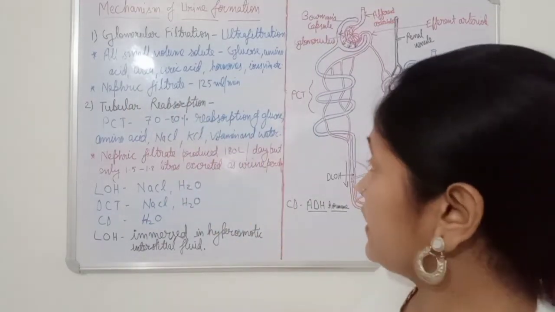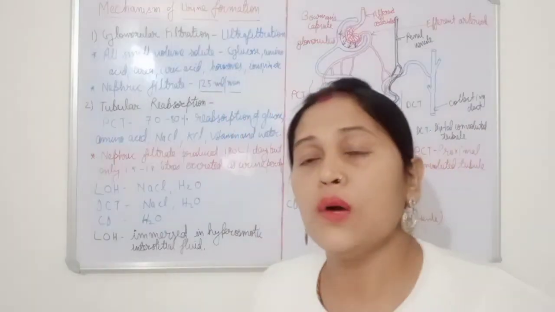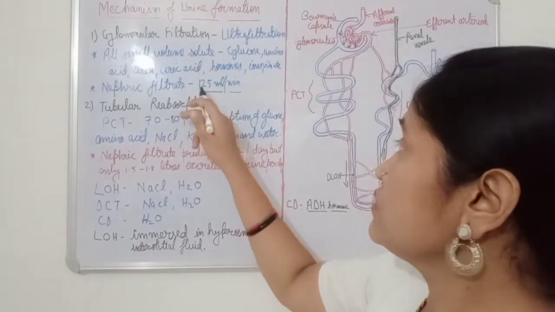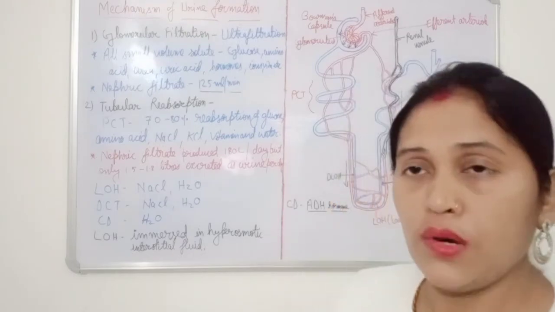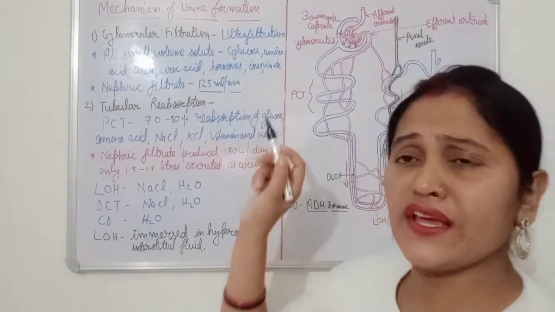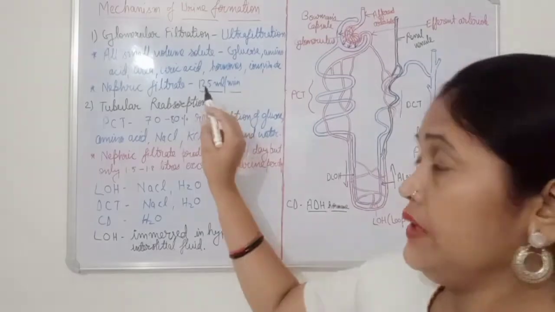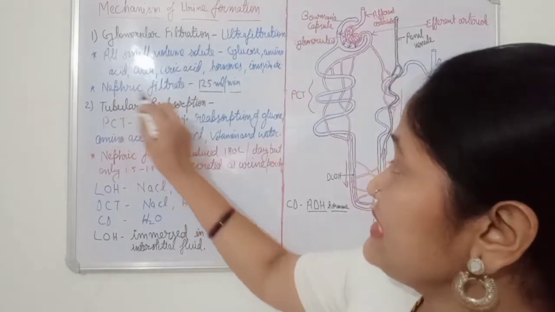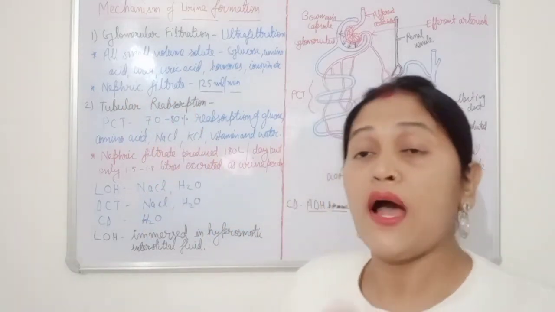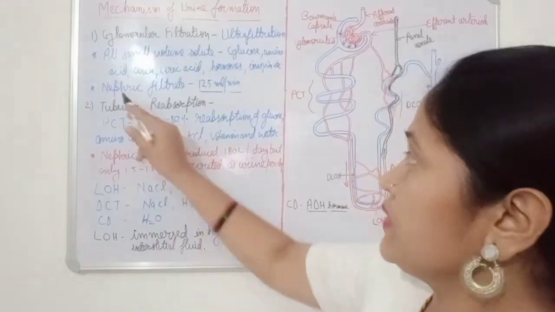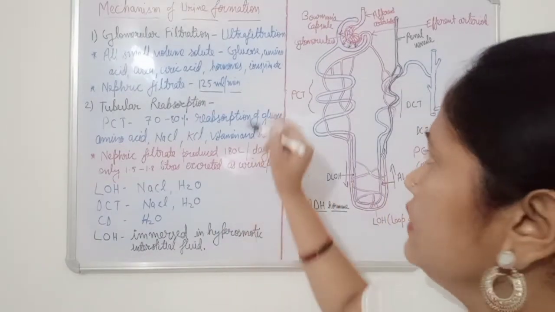This is known as nephric filtrate, and this is very important. Nephric filtrate is formed at 125 ml per minute. In a day, 180 liters per day are produced. It is called nephric filtrate because it is formed after ultrafiltration, and it is also known as glomerular filtrate. Clear? I think there is no doubt here.